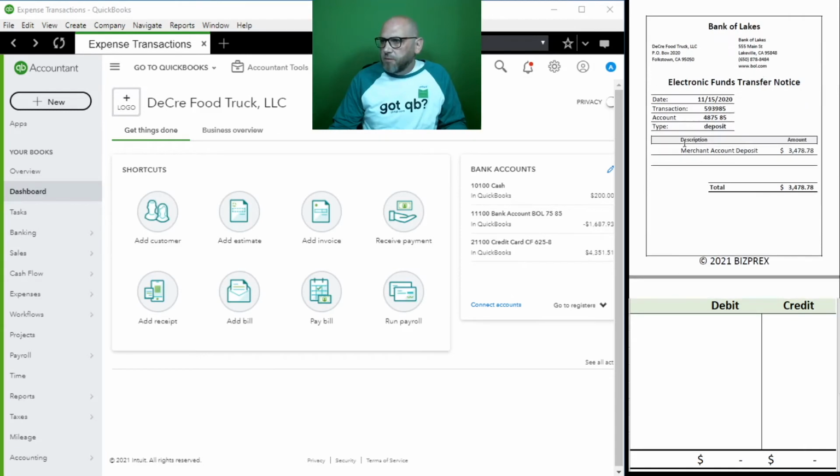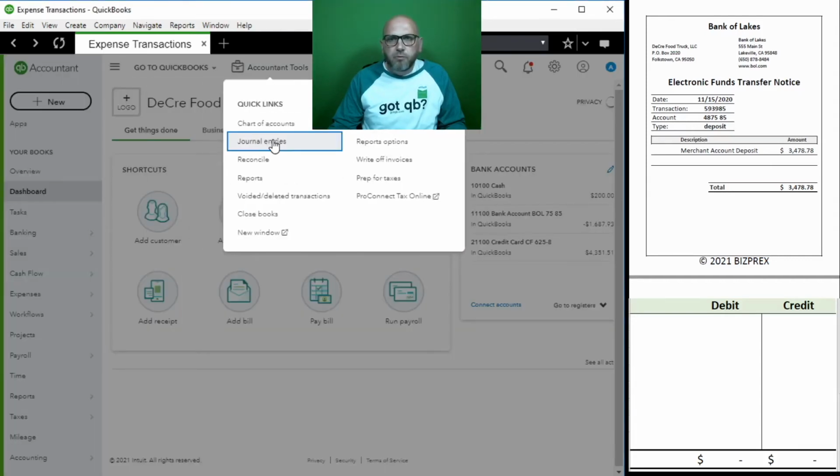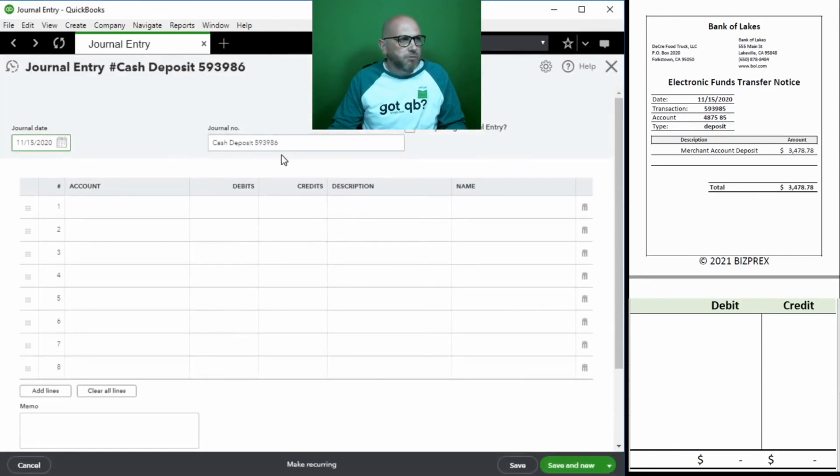Okay, next we have electronic funds transfer notice. Okay, that's money coming into our account from our merchant account deposit. So that's our credit card sales, right? So when our customers pay us with credit card, first those funds are transferred to our bank, and then bank processes those payments and transfers it to our bank account. All right, so the way we would book it, we would use our general journal entries, because unfortunately there is no easier way to do it in QuickBooks Online. But general journal entries is a great way to accomplish basically anything we want to accomplish.